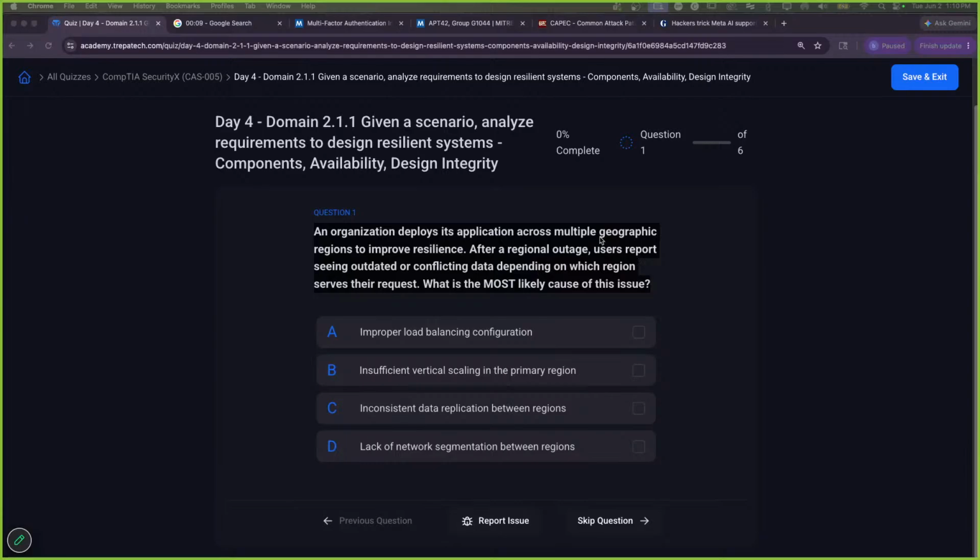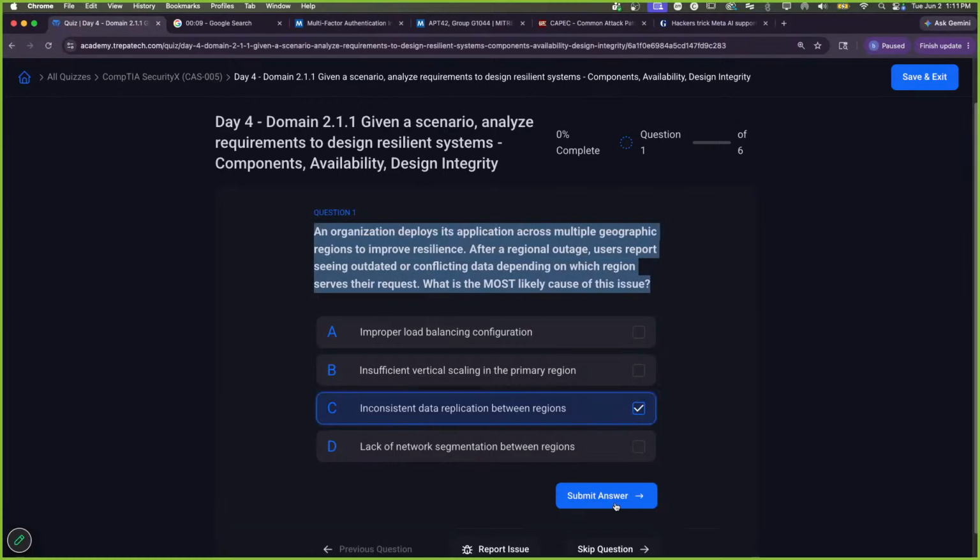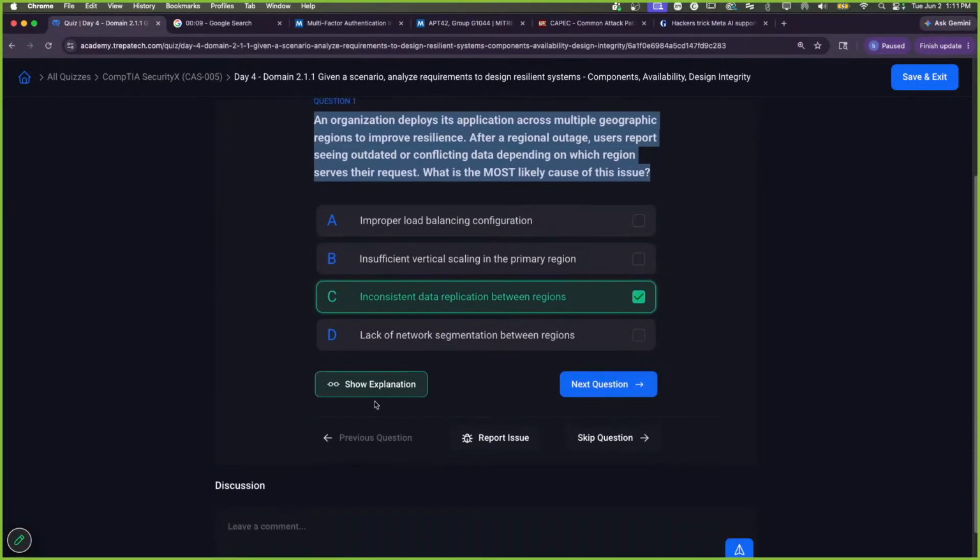So we put applications across multiple geographic regions, but after a regional outage, we still have conflicting data. So I'm going to go with, it's not going to be improper load balancing. It could be an improper configuration though, but it wouldn't just be a pure load balancing problem. Vertical scaling has nothing to do with it. Network segmentation wouldn't hurt or make this better. So I'm going to go with C, inconsistent data replication between regions.